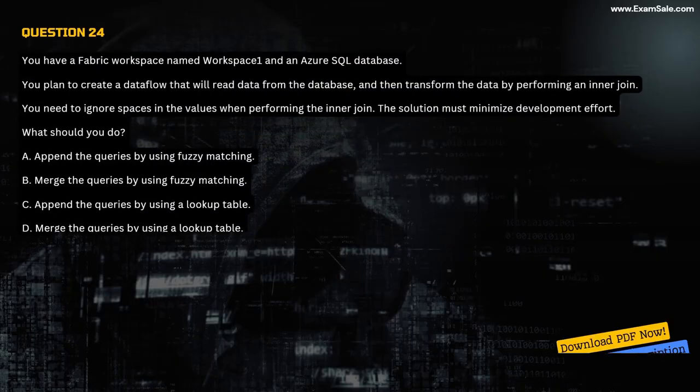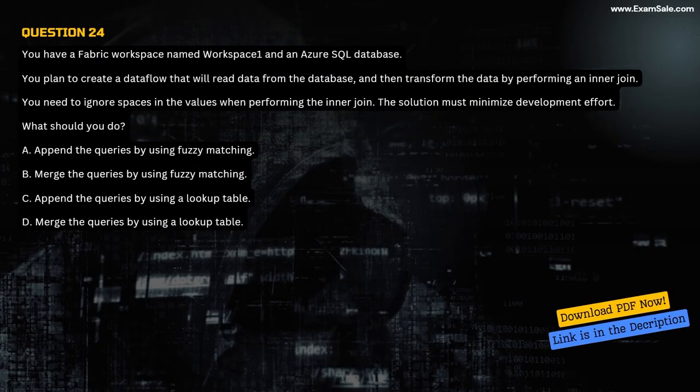Question 24. You have a Fabric workspace named Workspace 1 and an Azure SQL database. You plan to create a data flow that will read data from the database, and then transform the data by performing an inner join. You need to ignore spaces in the values when performing the inner join. The solution must minimize development effort. What should you do? A. Append the queries by using fuzzy matching. B. Merge the queries by using fuzzy matching. C. Append the queries by using a lookup table. D. Merge the queries by using a lookup table.